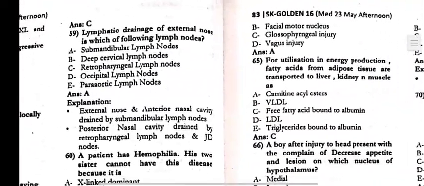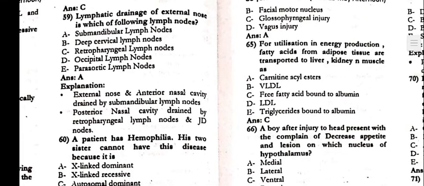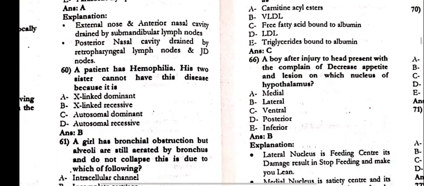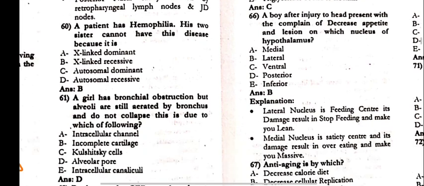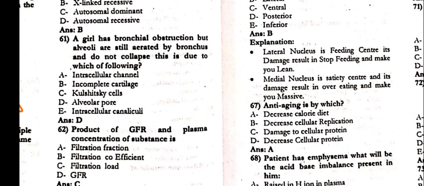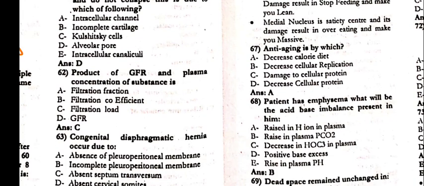Next 59, the lymphatic drainage of the external nose. Which of the following lymph nodes? The submandibular lymph nodes. 60, the patient has hemophilia. His two sisters cannot have this disease because it is X-linked recessive. 61, girl has bronchial obstruction, but alveoli are still aerated by the bronchus and don't collapse. This is due to which of the following? That is the alveolar pores.